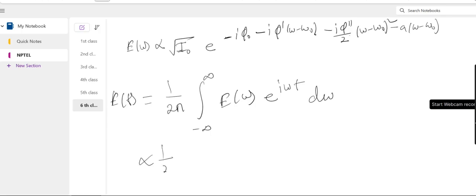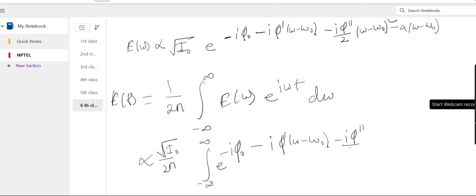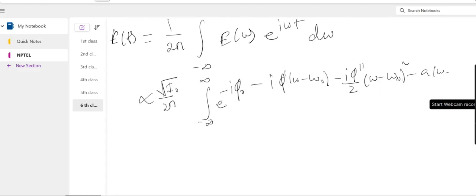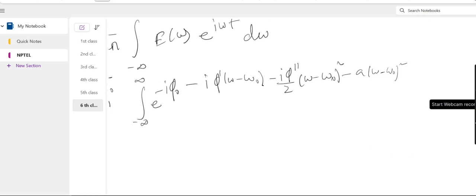So that would be 1 by 2 pi root over I naught, integral from minus infinity to plus infinity, e to the power minus i phi naught, minus i phi dash omega minus omega naught, minus i phi dash dash by 2 omega minus omega naught whole square, minus A omega minus omega naught square into... that's not it. For the Fourier transform we need e to the power i omega t dt.